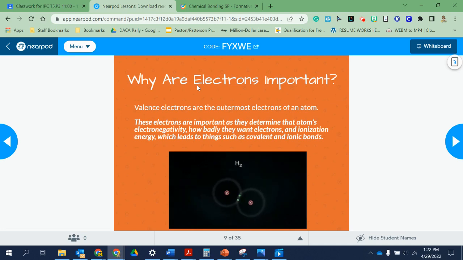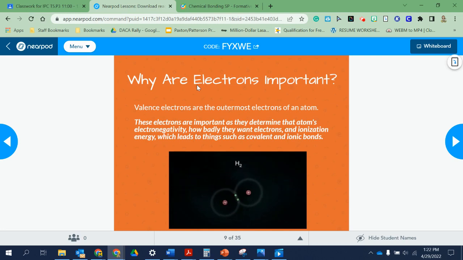And remember this, electronegativity just means how badly an atom wants electrons, right? So if something is very electronegative, it's like an electron hog. It's trying to hog all the electrons around it, right? And some atoms are more electronegative than others, so they tend to basically steal them away from other atoms.